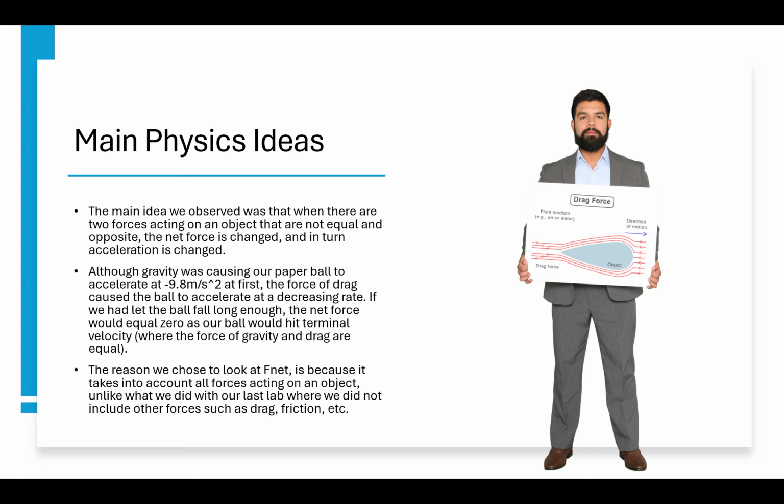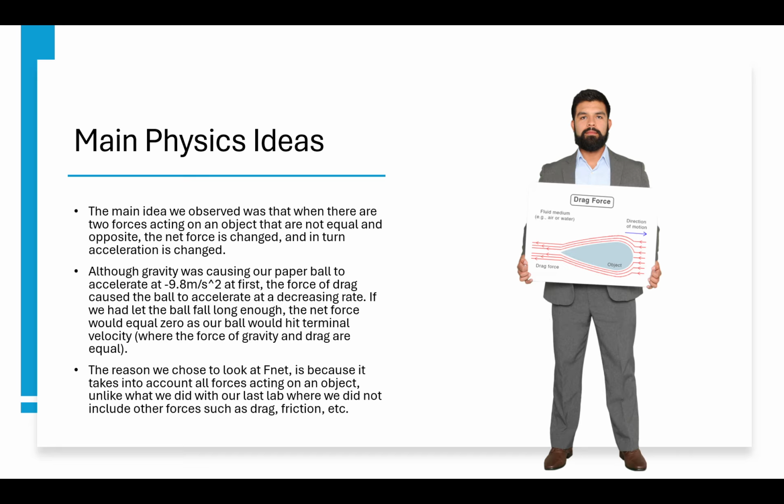Although gravity was causing our paper ball to accelerate at negative 9.8 meters per second squared at first, the force of drag caused the ball to accelerate at a decreasing rate. If we had let the ball fall long enough, the net force would eventually equal zero, as our ball would hit terminal velocity, where the force of gravity and drag are equal and opposite.